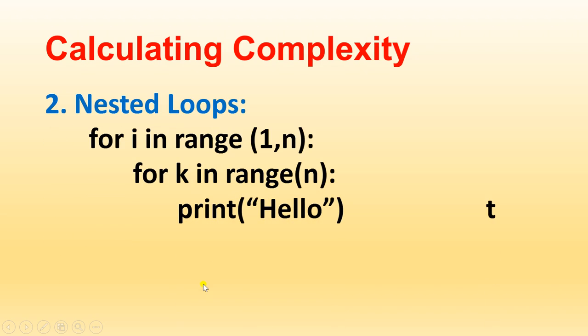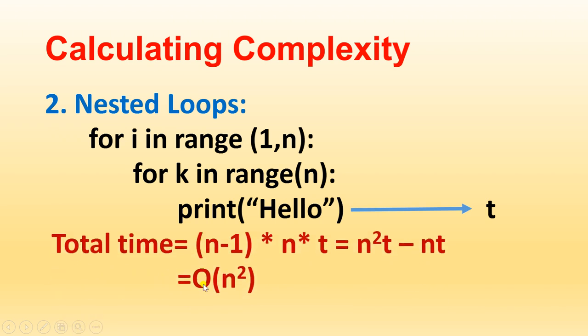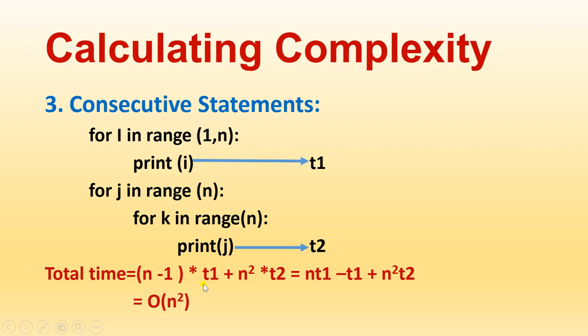Next is nested loop. In a nested loop, for i in range, the loop runs from 1 to n minus 1. Then for k in range, this loop runs n times, and the constant time is t. So n minus 1 multiplied by n multiplied by t. Here the dominant term is n²t, which gives you O(n²).